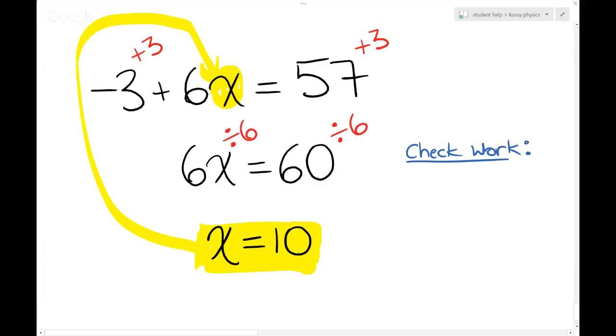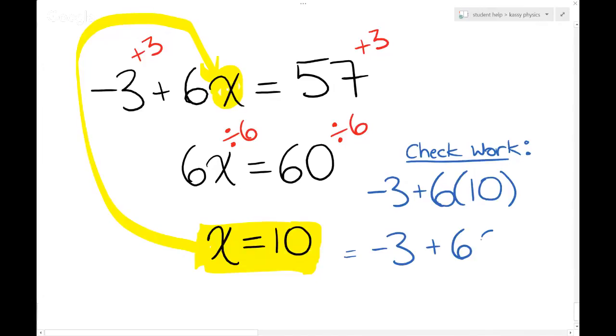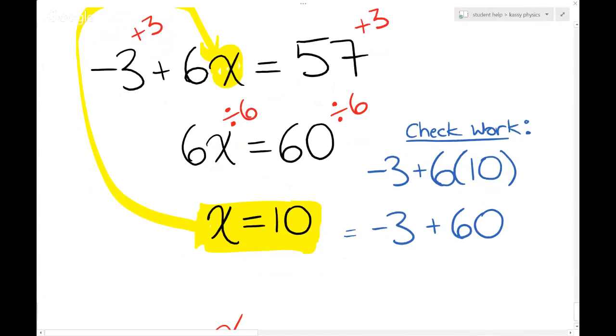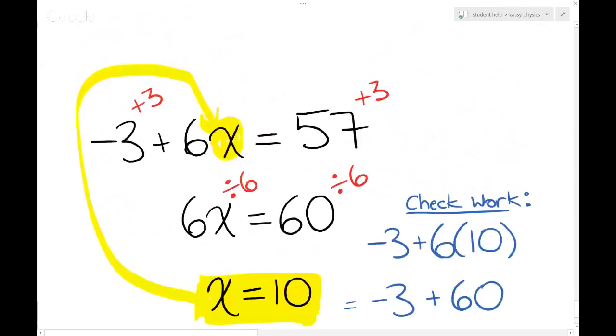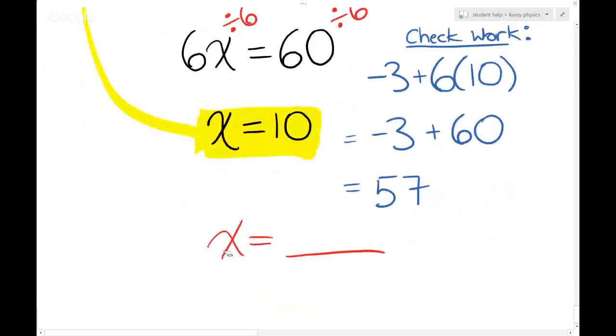In this case, negative 3 plus 6 times 10, what does that equal? Well, that would be negative 3 plus 60. And negative 3 plus 60 would be 57. And is that what the original equation said? It is. So we were correct. Our answer checks out.